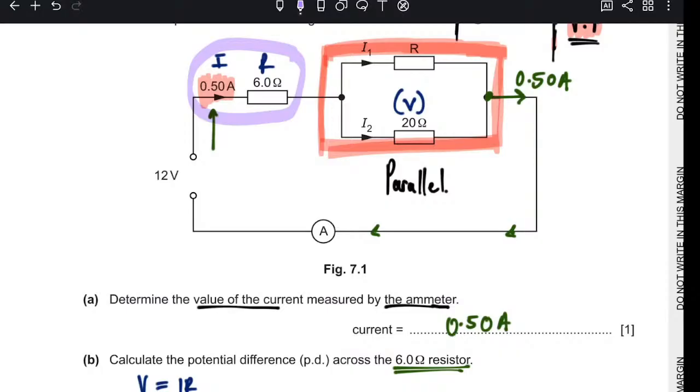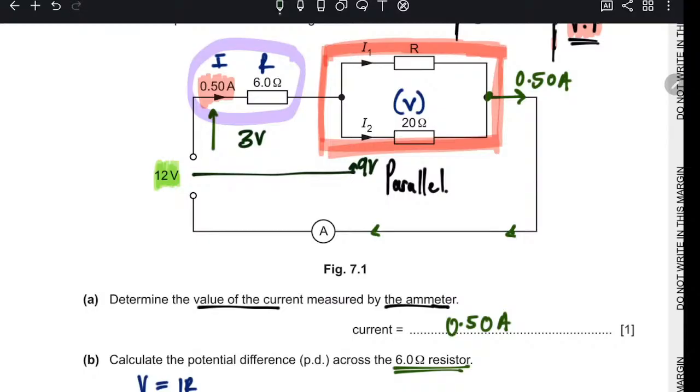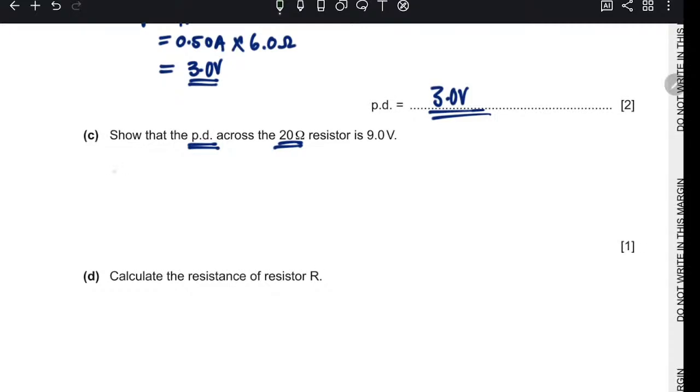Now we just found 3 volts coming here, which means to this other one, there will be 9 volts that come to this other one. So we have 3 volts at the first one. That means we will have 9 volts at the second one. So if they say show that it will be 9 volts, you would say voltage, for the series one, it will be 12.0 volts minus 3.0 volts, which will give you 9.0 volts. So we have found 9.0 volts.